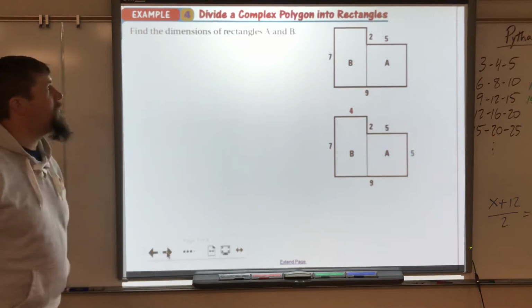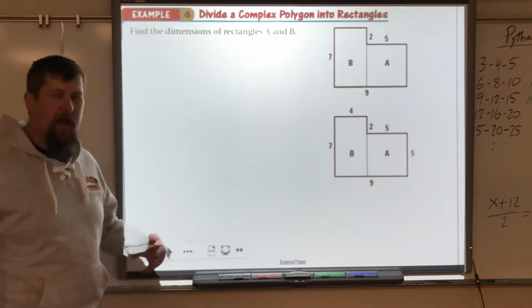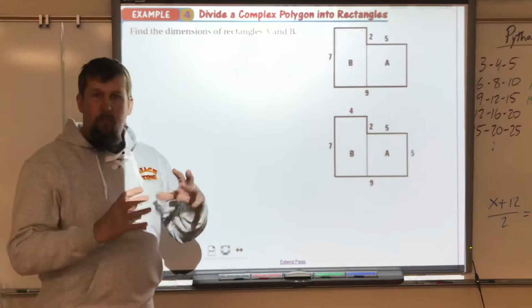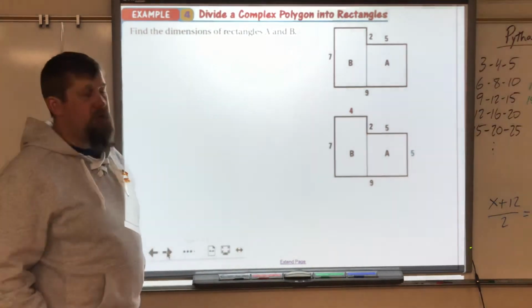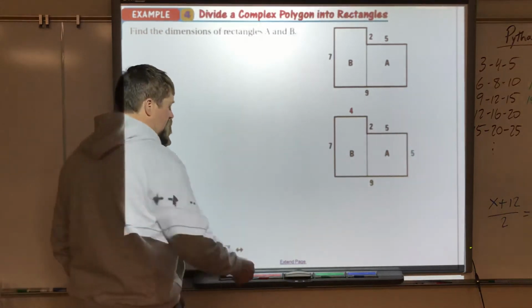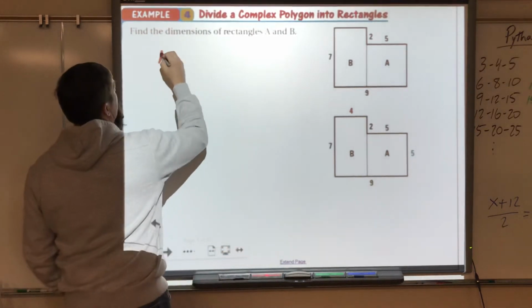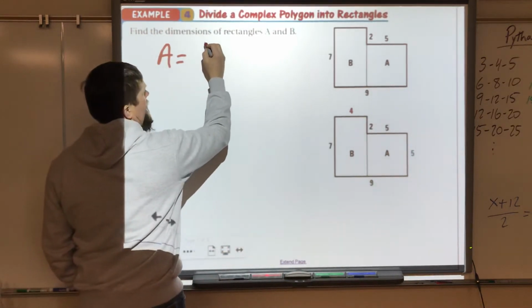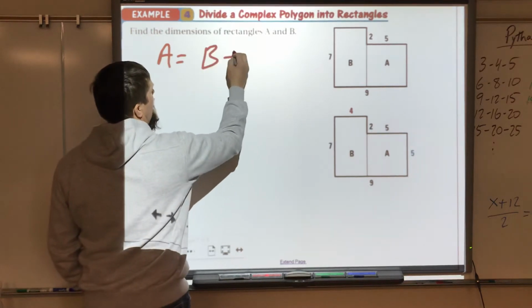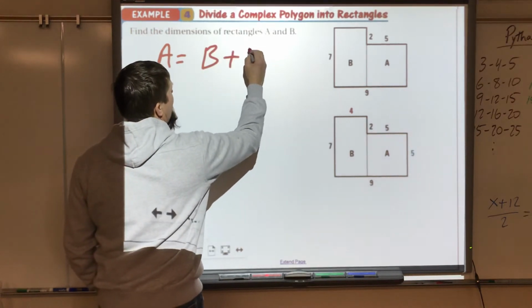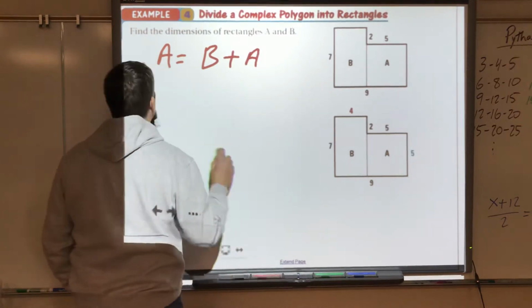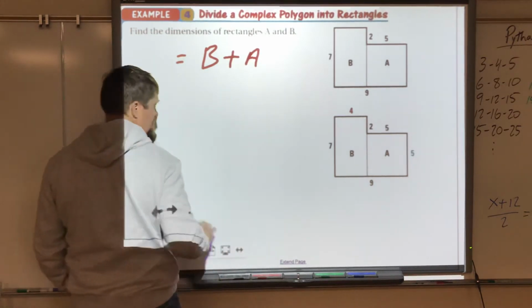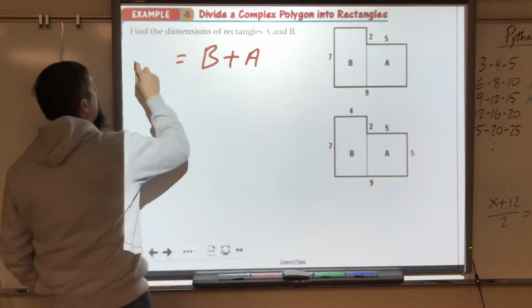Divide the complex polygon into rectangles. So if you have that kind of a weird shape, if you can go ahead and split it up into rectangles, you can find the area of each rectangle. So the area of this figure is the area of B plus the area of A. So I should be labeling this not as A, but the total area.